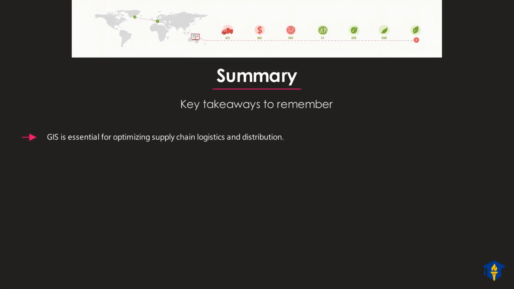To summarize, let's review the key takeaways from our discussion. These are the essential points to remember from this lecture. GIS is essential for optimizing supply chain logistics and distribution efficiently. Key applications include optimizing routes, facilities, and network structures.